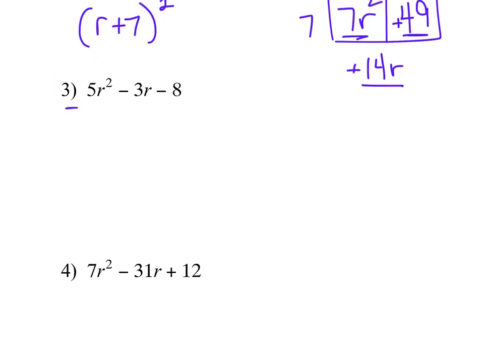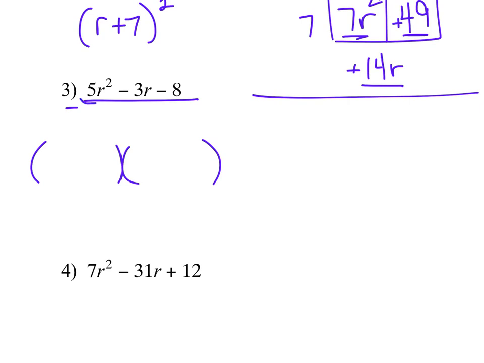And we start to have a mental breakdown. No, just kidding. We really don't. So we have to have 2 binomials that multiply to this. So how is this one different than the last one? Well, this is 5r squared. That's the difference.